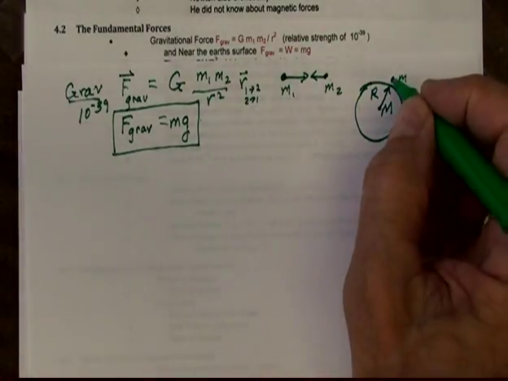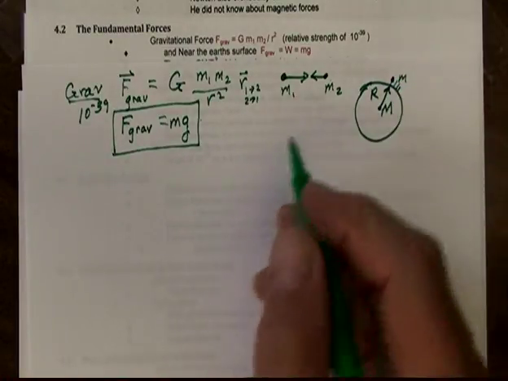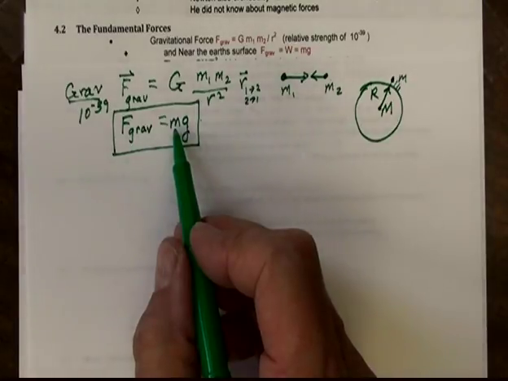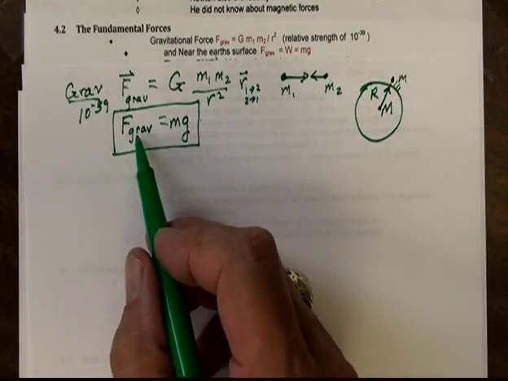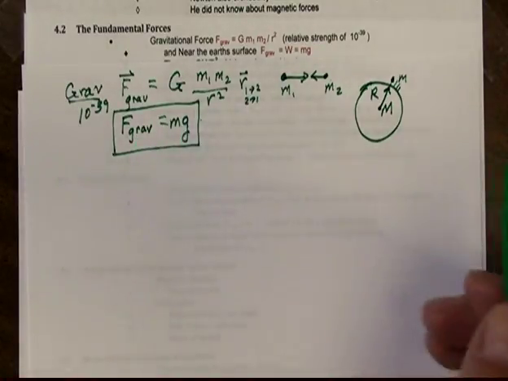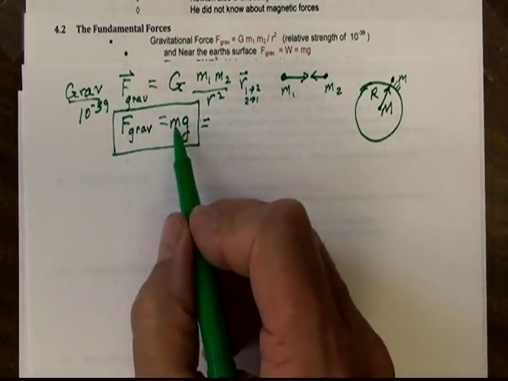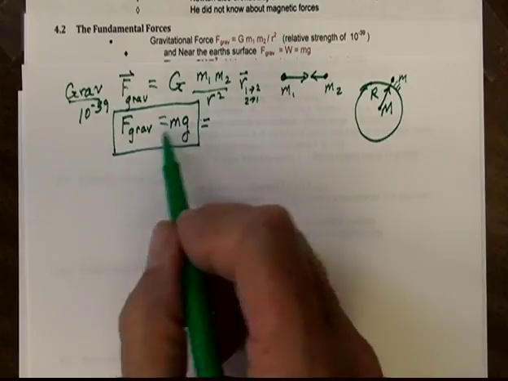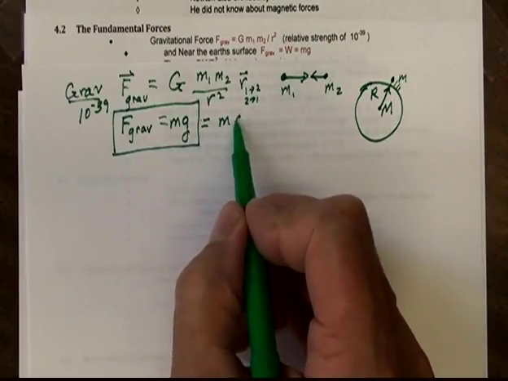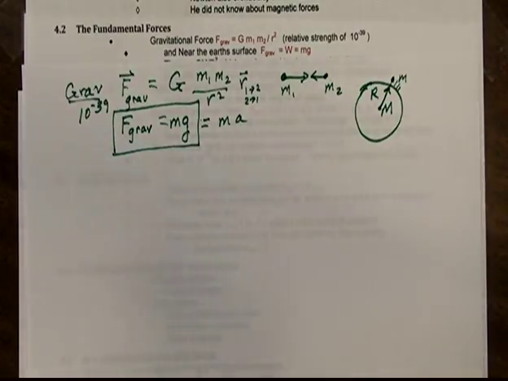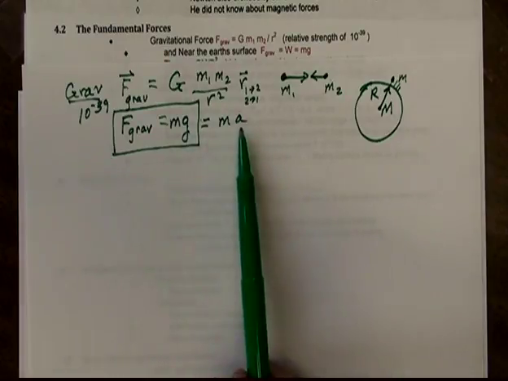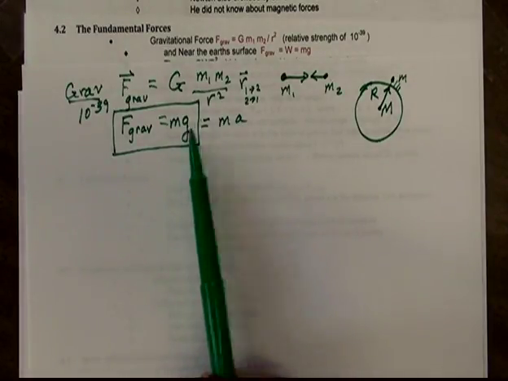So each object has a downward force toward the center of the Earth, such that if it's twice as massive, it'll have twice the force, and therefore everything falls with the same acceleration, because you recall that m times g, the gravitational force, is going to equal m times the acceleration for that object. Consequently, the acceleration is always equal to g.